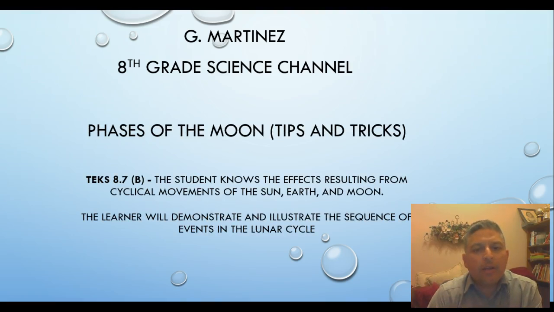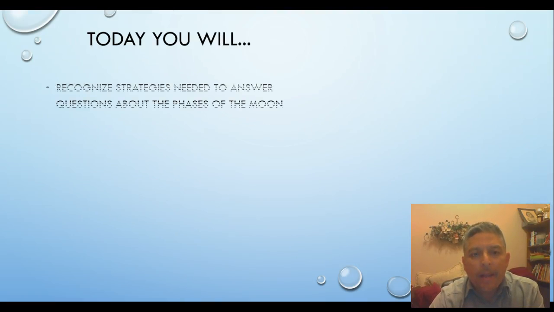Today, you are going to be learning a couple of tips and tricks for testing purposes on phases of the moon. Our TEKS is 8.7B, where you're supposed to demonstrate and illustrate the sequence of events in the lunar cycle. In particular, today we're going to be discussing how to recognize strategies needed to answer questions about the phases of the moon. They can be very challenging when it comes to testing.